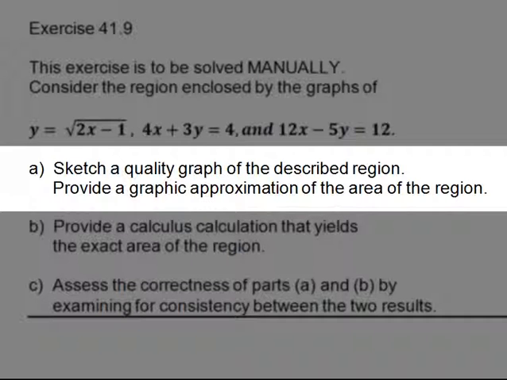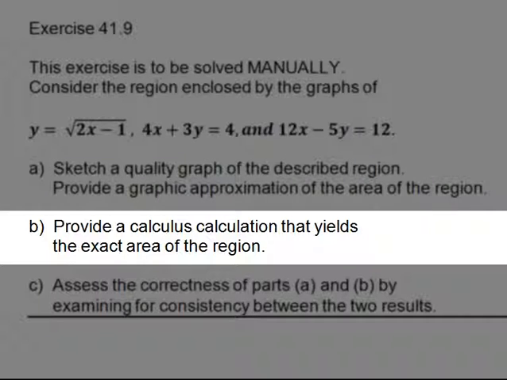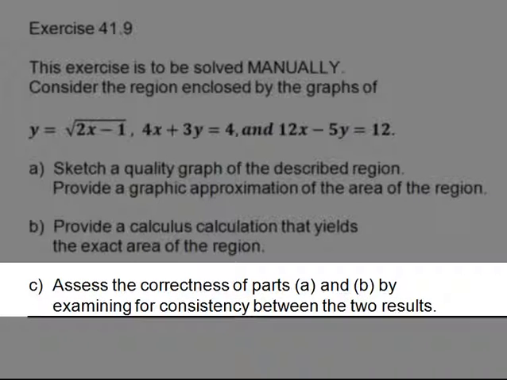Part A. Sketch a quality graph of the described region and provide a graphic approximation of the area of the region. Part B. Provide a calculus calculation that yields the exact area of the region. Part C. Assess the correctness of parts A and B by examining for consistency between the two results.